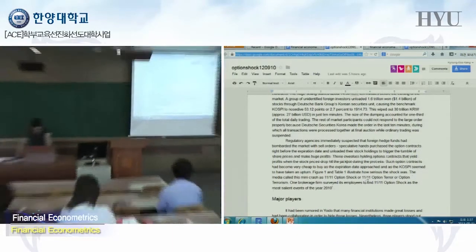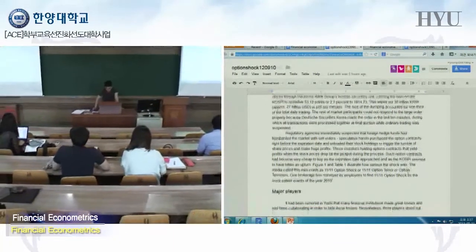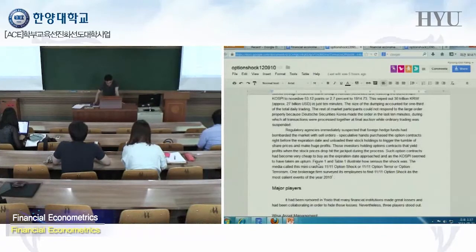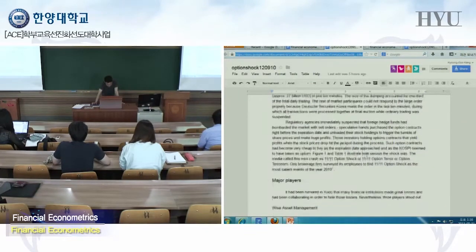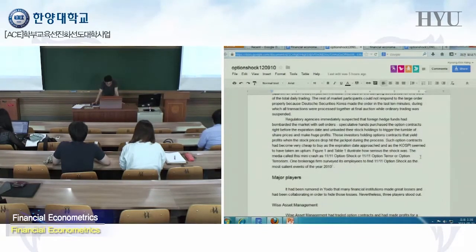The media at the time, newspapers and TV, called this mini crash the 11/11 option shock. Some even called the event 11/11 option terror or option terrorism. And then one brokerage firm surveyed its employees and found that the 11/11 option shock was the most salient event of the year 2010.